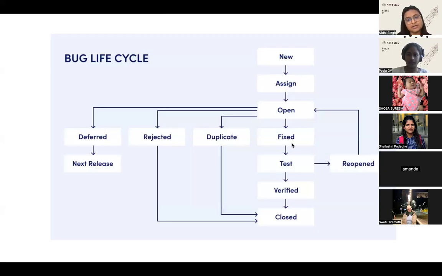Now the fixed bug will go to the tester again for retesting. The tester retests the bug. If it is fixed, he'll verify it and close it. If the bug is still persisting and the issue is not resolved, then it will be reopened and again assigned to the developer. So this is the cycle that goes again and again until all the bugs are fixed.